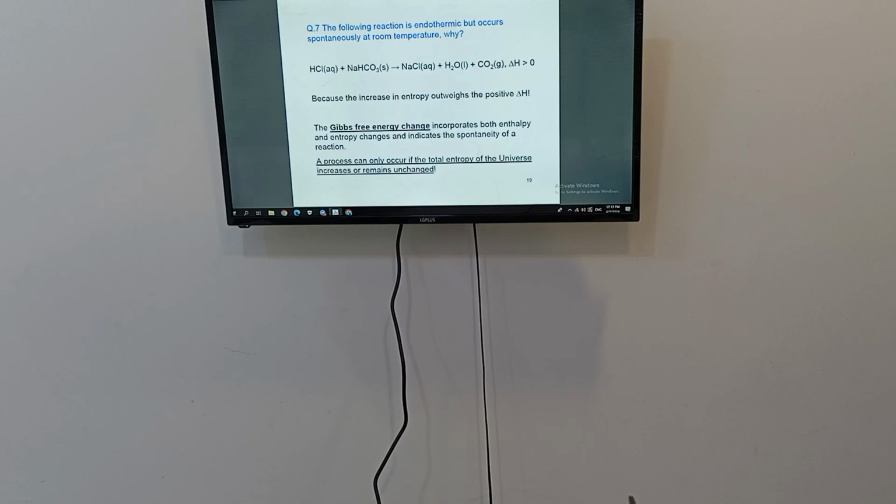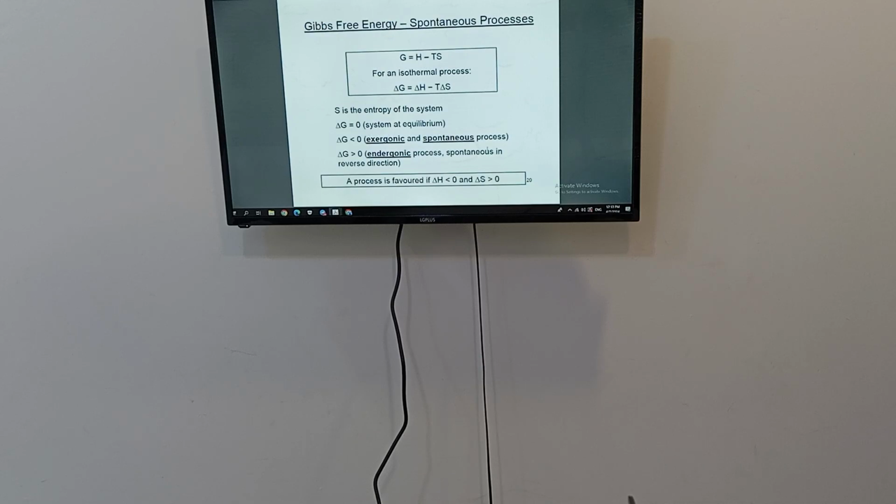The Gibbs free energy change incorporates both enthalpy and entropy changes and indicates the spontaneity of a reaction. A process can only occur if the total entropy of the universe increases or remains unchanged. Any process in the world can occur if the total entropy of the universe in general either increases or stays constant. Gibbs free energy and spontaneous process.